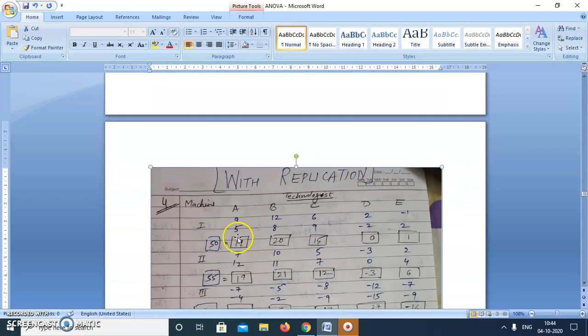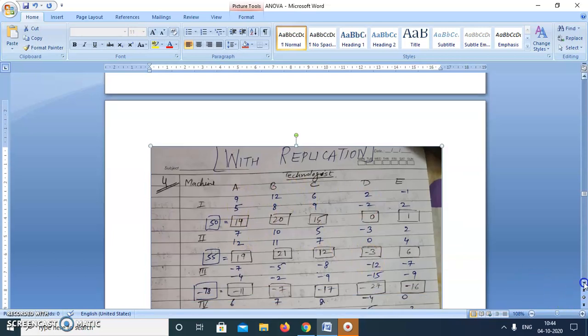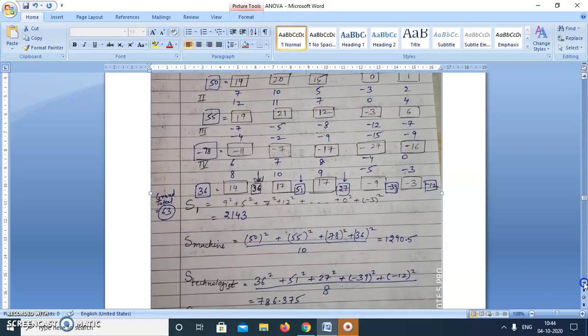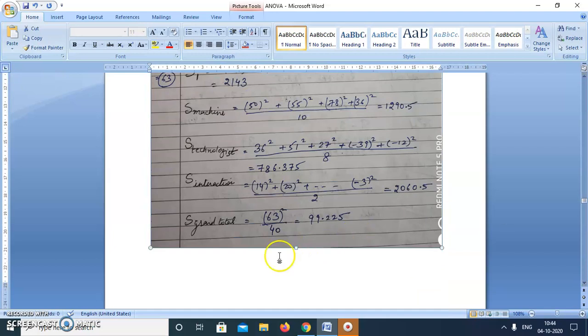This 14 is the sum of 9 and 5. This 14, 20, 15. Similarly, we'll take the sum of the squares of all readings. And now this one reading comes from the addition of these two, so we'll divide by 2. So we'll get the S interaction term. And the S grand total term we have already understood: grand total whole square divided by 40, which in this case is the total number of readings.